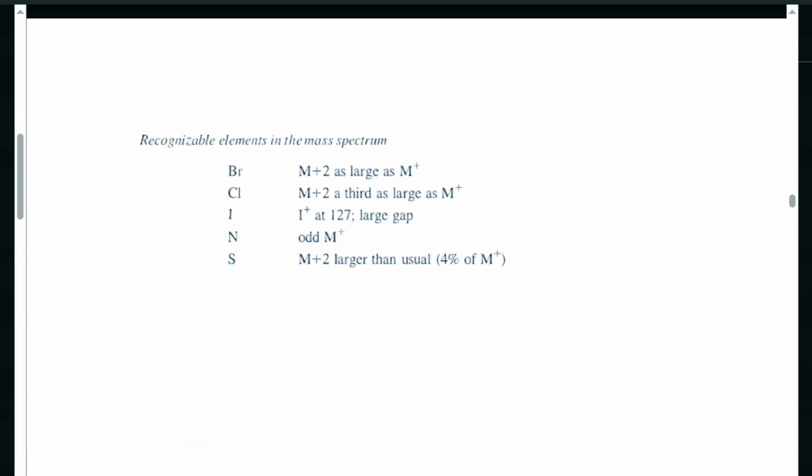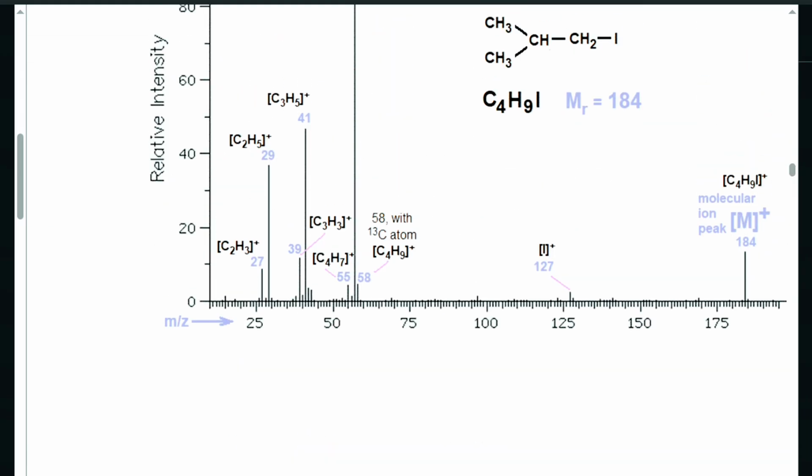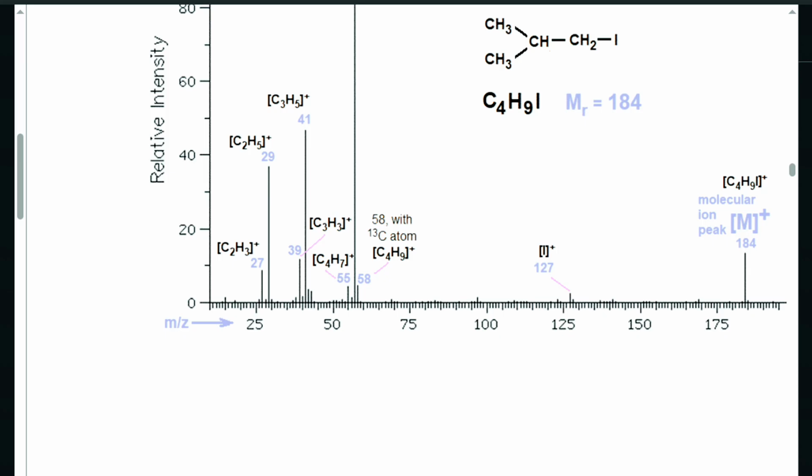So just try to recognize the recognizable elements in the mass spectrum. So bromine, the n plus 2 of bromine is as large as its n plus. So chlorine, the n plus 2 is a third as large as the n plus. So iodine, n plus at 127, and then there is a large gap. So looking at what we saw the other time, looking at it here, this is 127, right? And then there is a large gap, no observable peak here. So that's what we're seeing there.